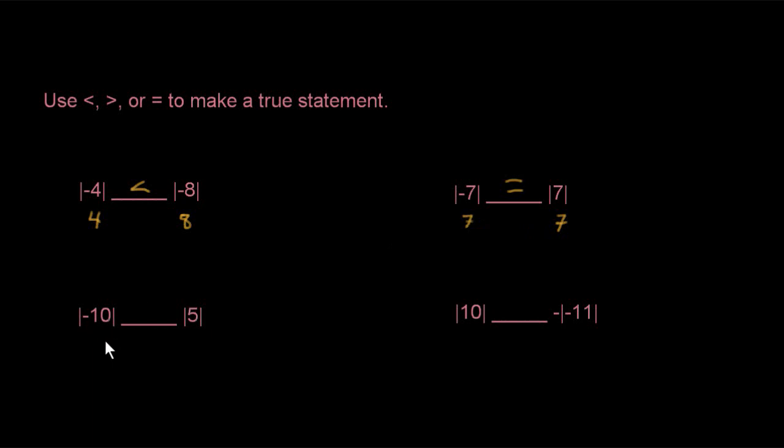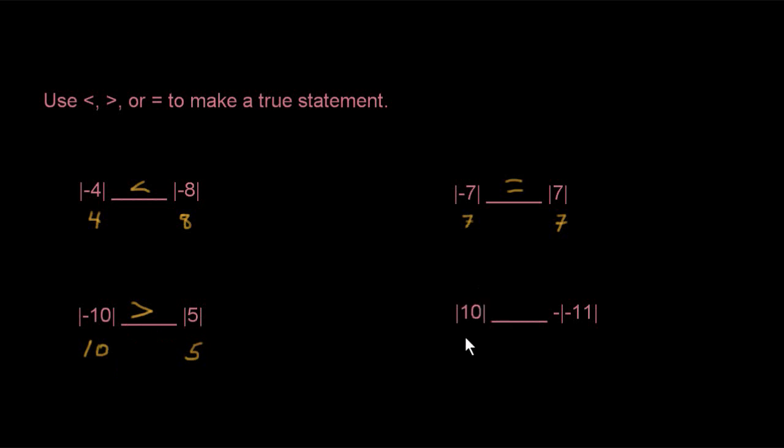The absolute value of -10, what's that? That's 10. And the absolute value of 5 is 5. Make sure that your inequality sign points to the smaller of the two numbers, so we'll use the greater than sign. The absolute value of -10 is greater than the absolute value of 5.